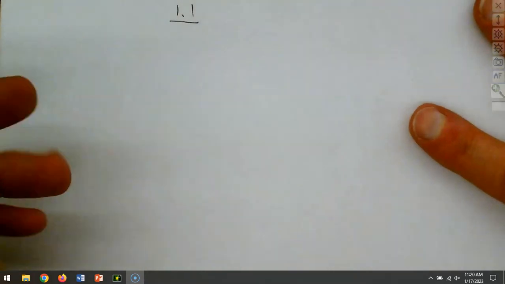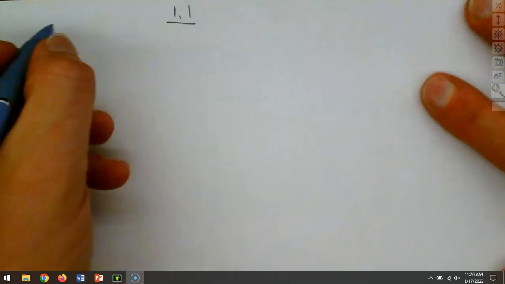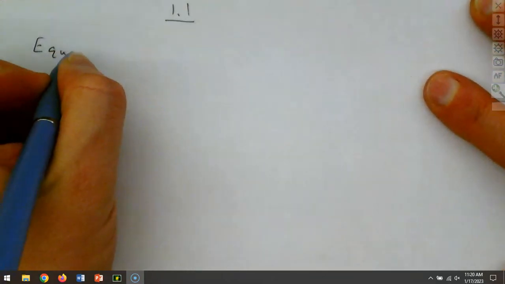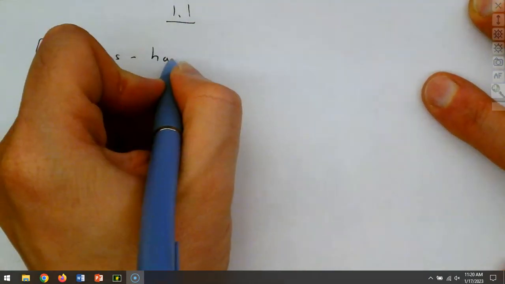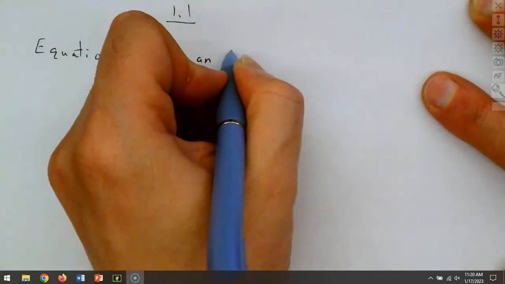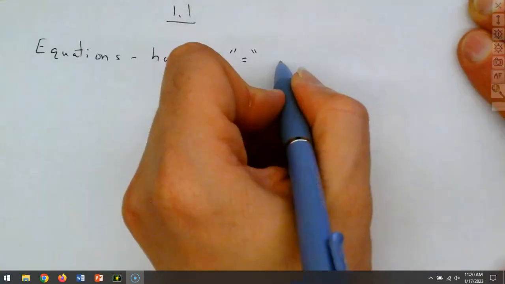So we're going to first talk about the difference between an equation and an expression, and then we'll talk about linear versus nonlinear. So just as a quick review, what's the difference between an equation and an expression? Well, the difference is the equal signs. So equations, they have an equal sign, and they can be solved.